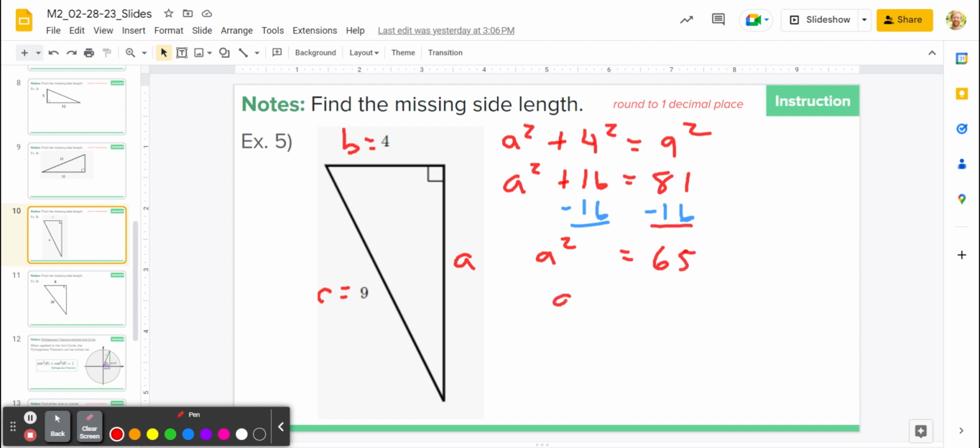And so that means that a is going to be equal to the square root of 65, meaning that a is going to be equal to 8.1 if we round to one decimal spot.